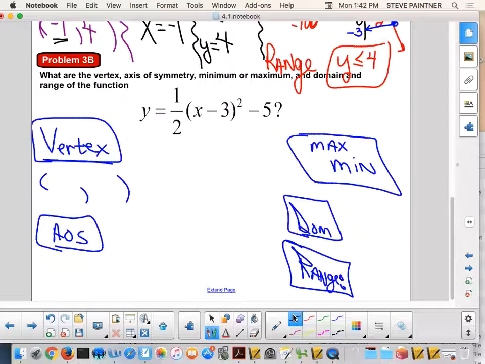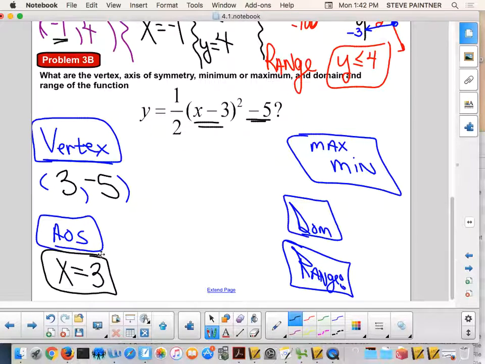Okay, this is not the parent. If it was the parent, you'd say vertex 0, 0. You know it's going to be right 3, and up 5, down, I think it's a down. Is that a down 5? Yeah. Down 5. 3, negative 5, correct? Okay. AOS. It's a vertical line and cuts it right down the middle. X equals 3.